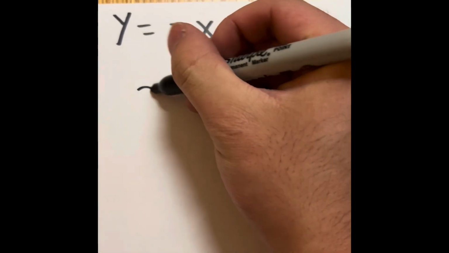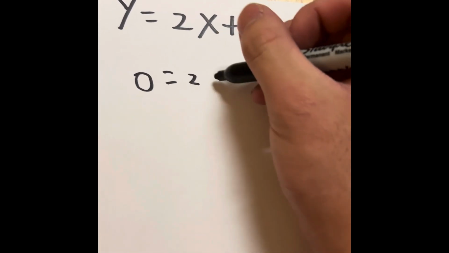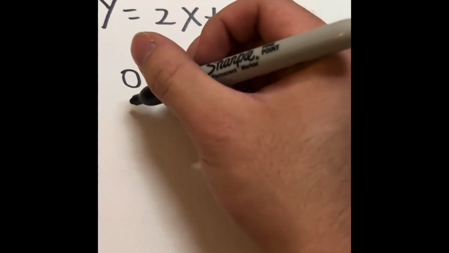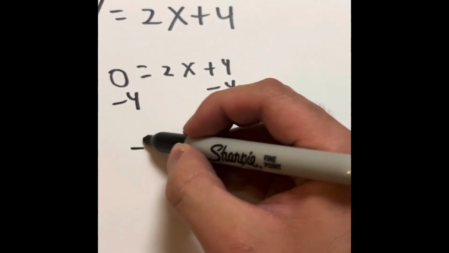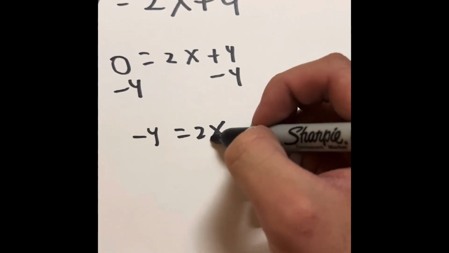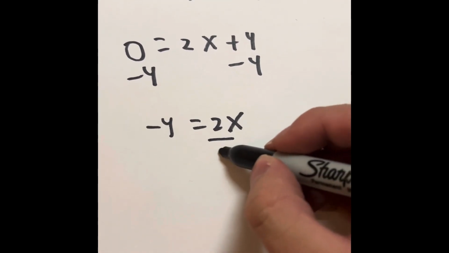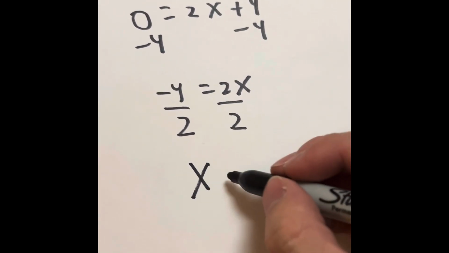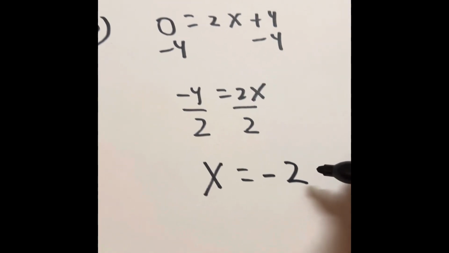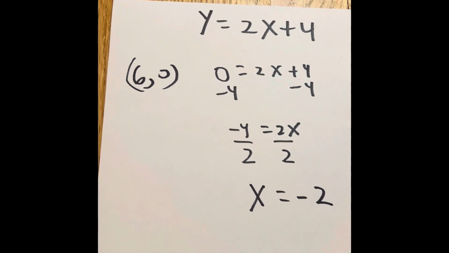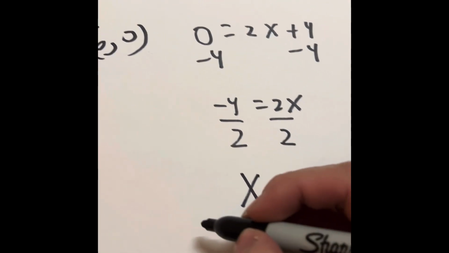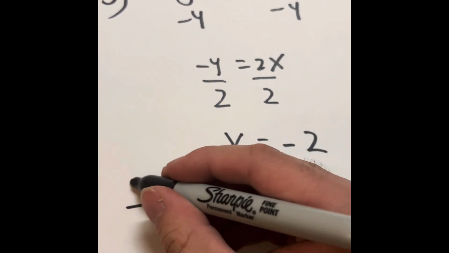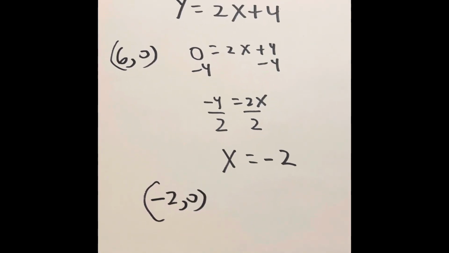So we're going to put 0 equals 2x plus 4. We subtract 4 and subtract 4. Negative 4 equals 2x, and solve for x. Divide by 2, divide by 2. X is going to equal negative 2. So if I were to graph this, our x-intercept is going to be negative 2, 0. Sounds kind of easy, right?